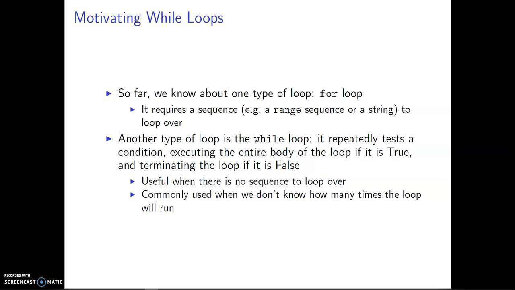There is no sequence, so we don't necessarily need a list structure, but we might use list structures within it. It commonly is used when we're trying to meet some criterion for which we may need to go through 100 iterations or 1,000,000 iterations, and we really don't know.